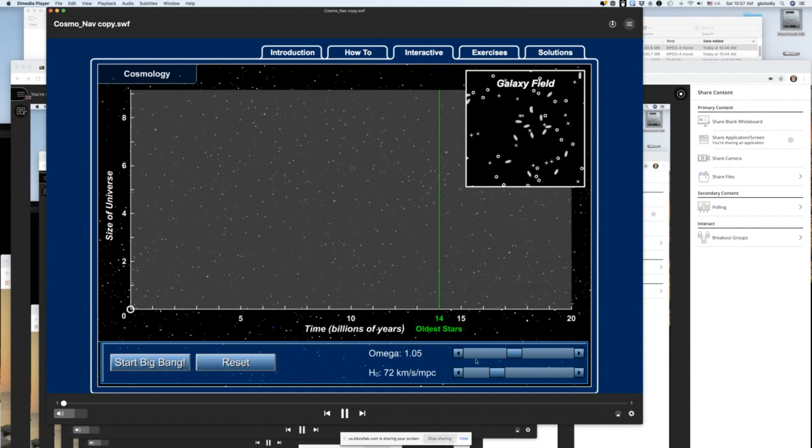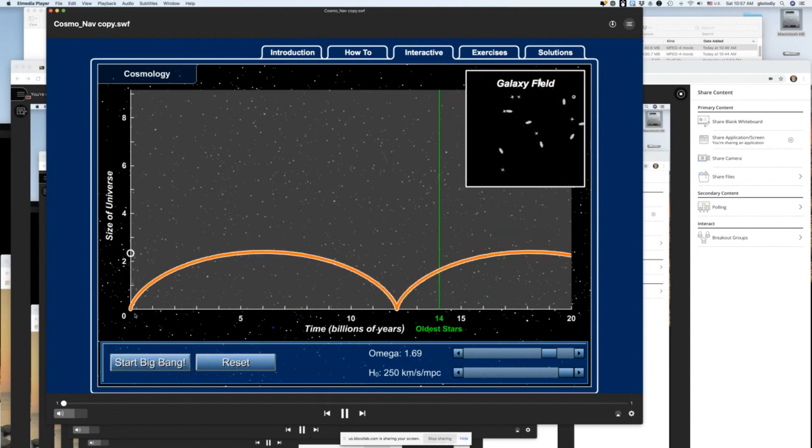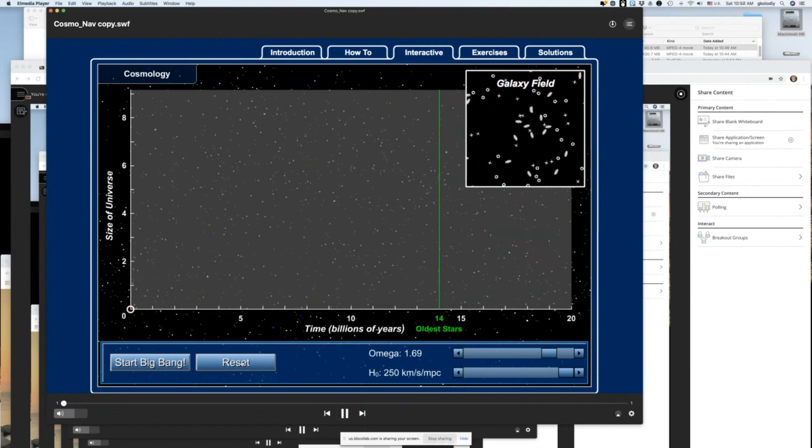Let's do the second question. Now we're going to set H equal to 250 and omega to 1.69. Okay, and let's start the Big Bang. Well, now you can see the universe expands and collapses. The universe will live a total of approximately 12 billion years. And it'll collapse again and expand again, collapse again and expand again.